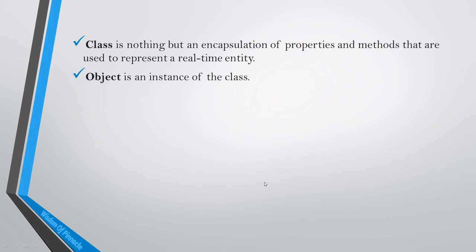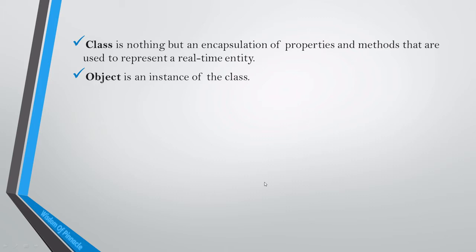So what we can say is a class is nothing but an encapsulation of properties and methods that are used to represent a real-time entity, whereas an object is an instance of the class, and whatever properties and methods are defined inside that class, those are available to that object by default.